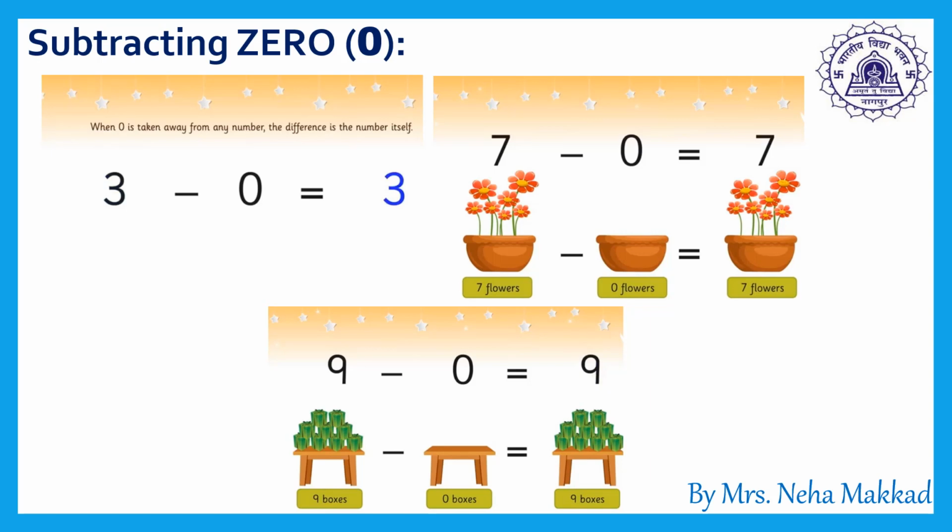Let us have a look at the second example. As you can see, there are 7 flowers in the pot. And when we remove no flowers or 0 flowers from it, we get the same number itself, that is 7. In the third example, there are 9 gift boxes kept on the table. When we remove no boxes, that is 0 boxes from it, we get the same number itself, that is 9.